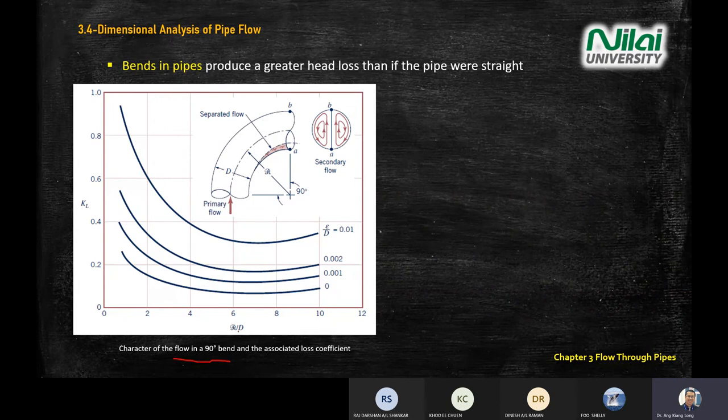You have KL value and R over D. What is R? R is the radius of your center, radius of reference. For example, zero for your R is here. Oh, sorry, here. So there's no value for a radius, so there must be some radius here. Let's say here to here is maybe 0.5, of course divided by D. Then here is the maximum and so on.